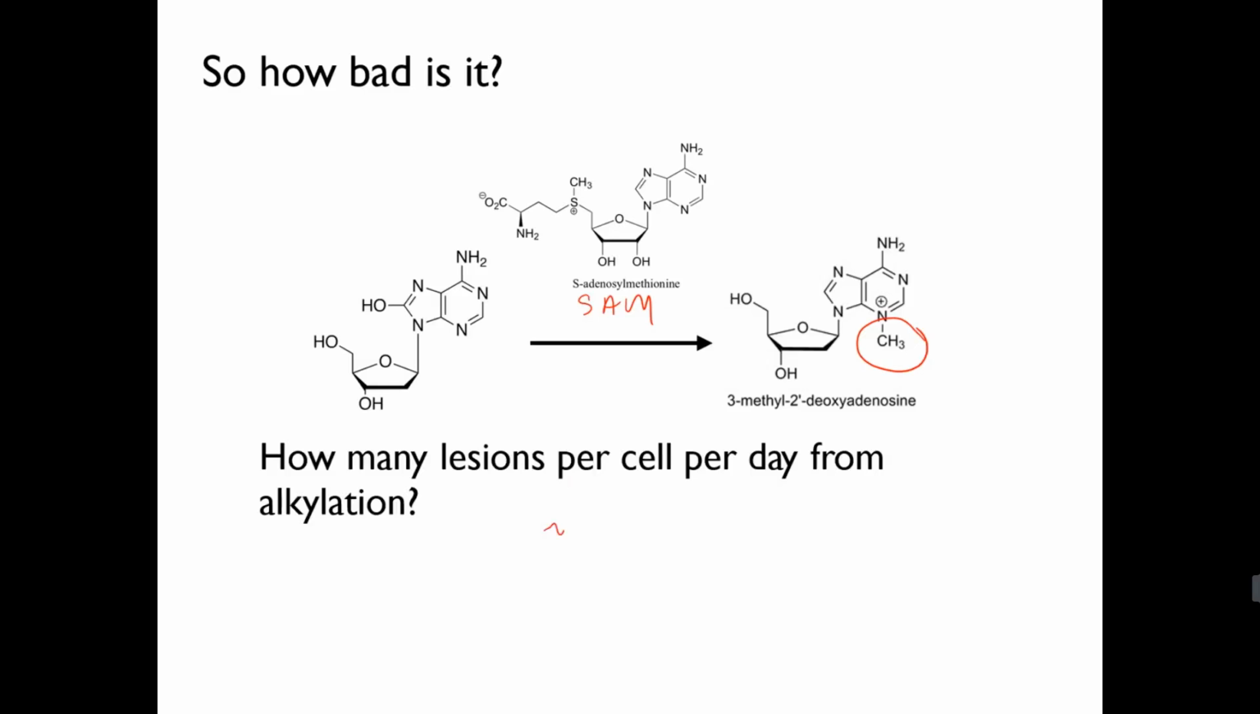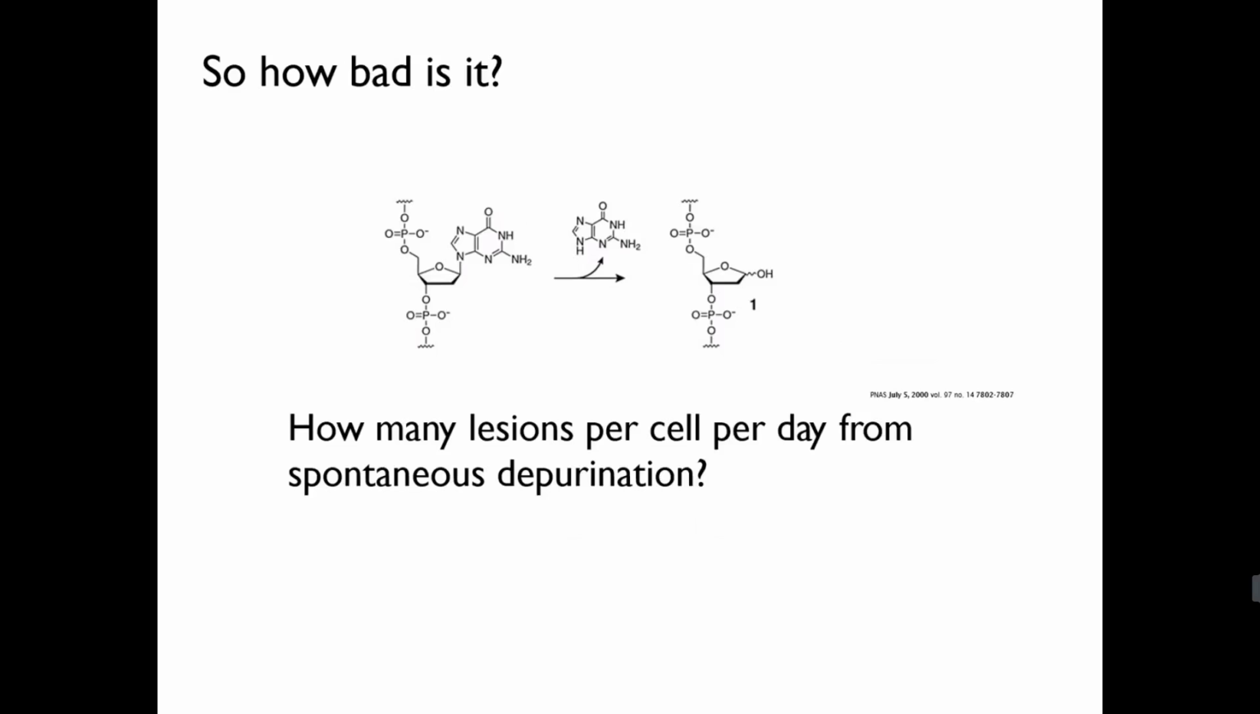Well, it is approximately 5,000 per cell per day. So in simple terms, it's actually fairly common. What about spontaneous depurination? Pretty similar order of magnitude at about 10,000 events per cell per day.